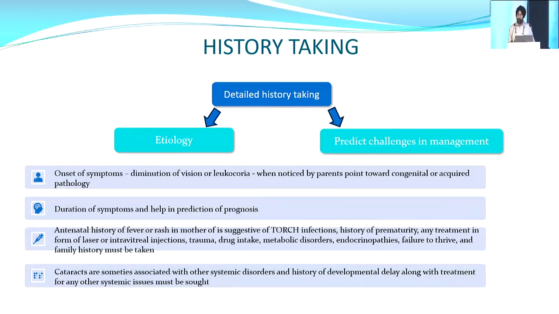So all these things have to be taken when you're dealing with a child with cataract, because if you're going to operate, the visual outcome would depend upon what the child has been through. So cataracts are sometimes associated with systemic disorders, and history of developmental delay along with any treatment taken, check the milestones of the child. So these are very important things when you're dealing with a child who has come to you for cataract surgery.